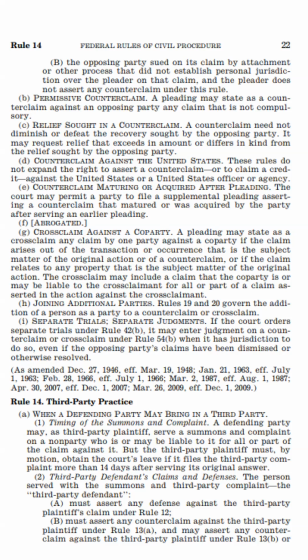the opposing party sued on its claim by attachment or other process that did not establish personal jurisdiction over the pleader on that claim, and the pleader does not assert any counterclaim under this rule. B. Permissive counterclaim. A pleading may state as a counterclaim against an opposing party any claim that is not compulsory.